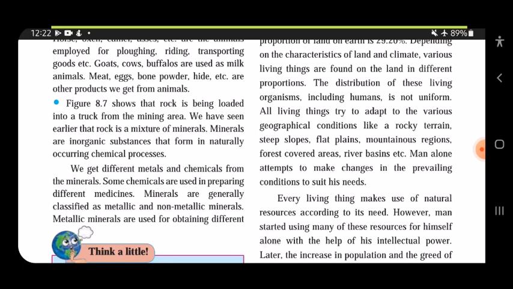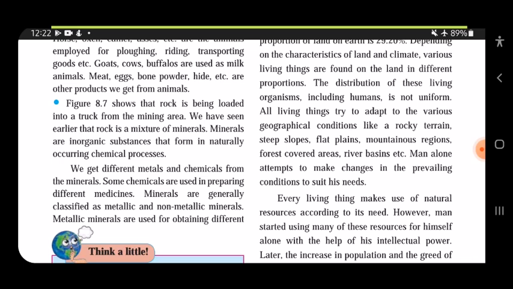Figure 8.7 shows that rock is being loaded into a truck from the mining area. We have seen there is mud and rock being loaded. We have seen earlier that rock is a mixture of minerals. Minerals are inorganic substances that form in naturally occurring chemical processes. We get different metals and chemicals from the minerals. Some chemicals are used in preparing different medicines. So we all know that there is a certain amount of chemicals also in our medicines.